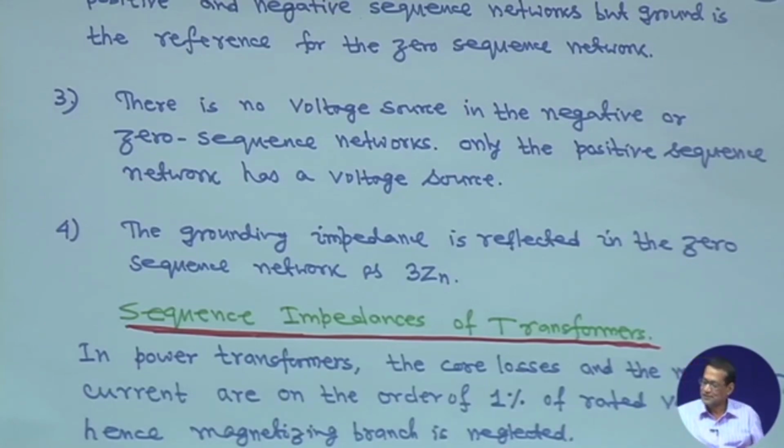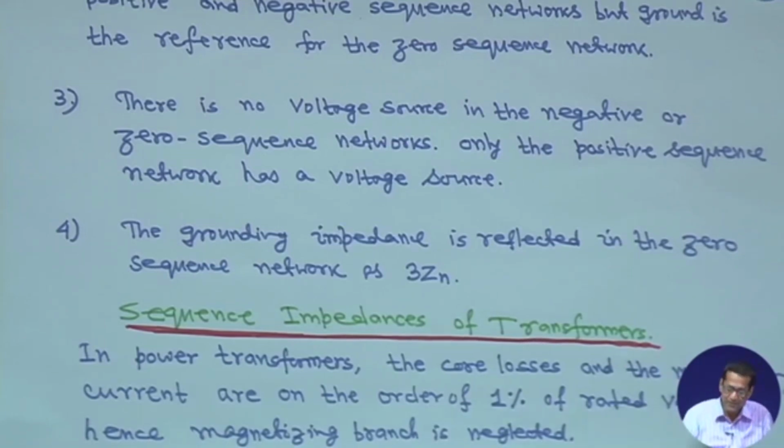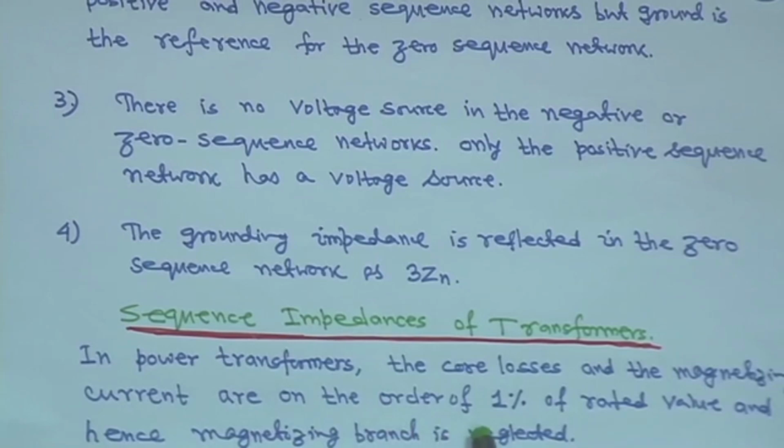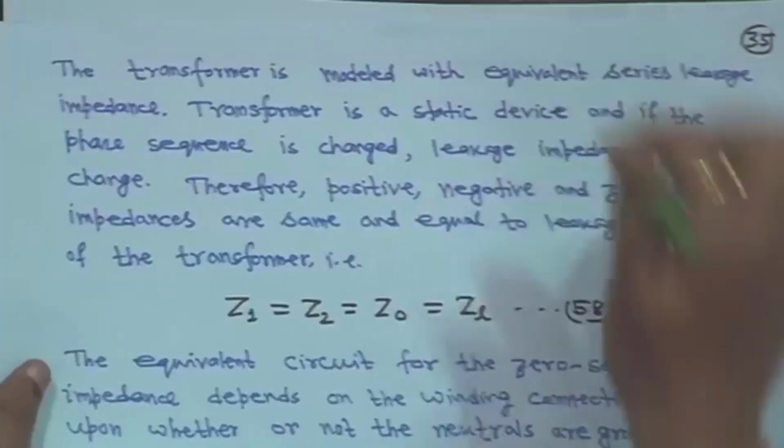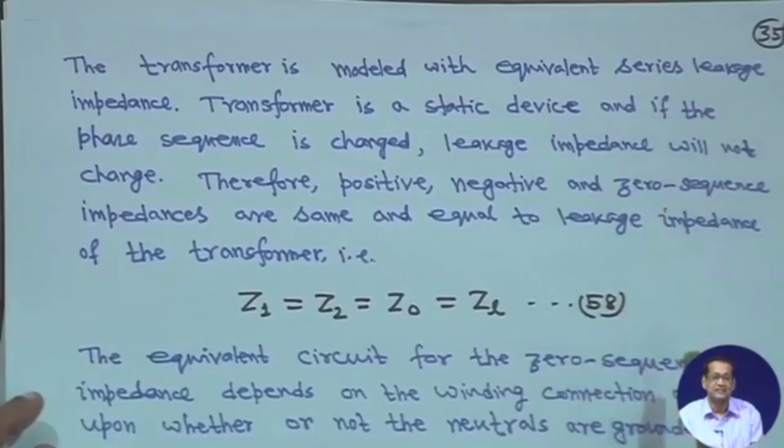So, a transformer actually is a static device. There is no rotating part in the transformer. The core loss and the magnetizing current are in the order of 1% of the rated value, and hence the magnetizing branch is neglected. So, when we find the sequence impedances of the transformers, the magnetizing branch will be neglected. So, the transformer is modeled with equivalent series leakage impedance.